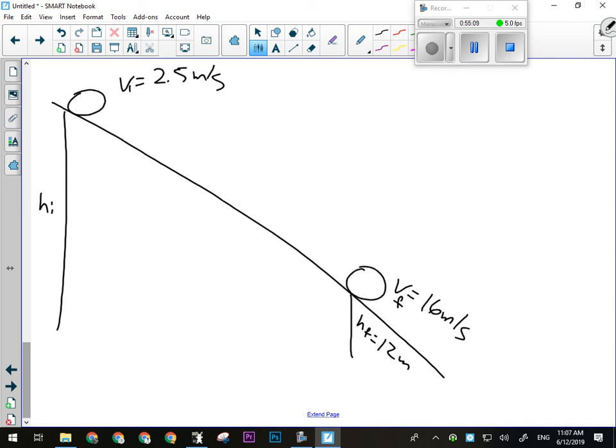Okay. So what do I know is the same here and here? The mechanical energy is the same there and there. Did it mention anything about any work being done? Did it mention friction being present? If it doesn't mention that stuff, then energy initial equals energy final.